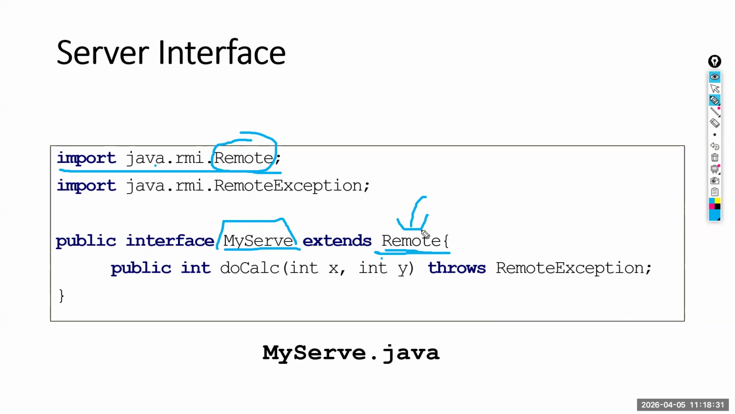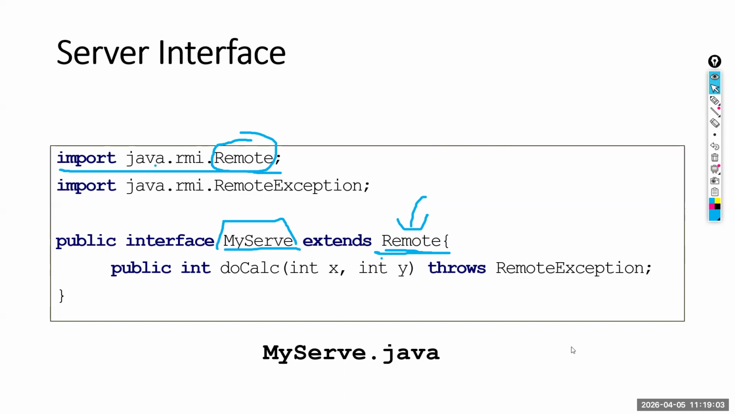Actually, the Remote interface has no methods. It's a marker interface. Marker interface means it's an interface, but that interface doesn't provide any method signatures. So if someone is implementing MyServer interface, they just need to implement this method, because the Remote interface has no method signatures. It's a marker interface, a blank interface. Right. So that is the first thing you need.